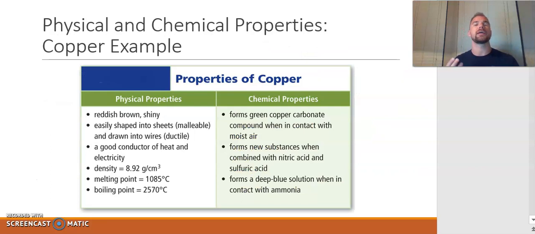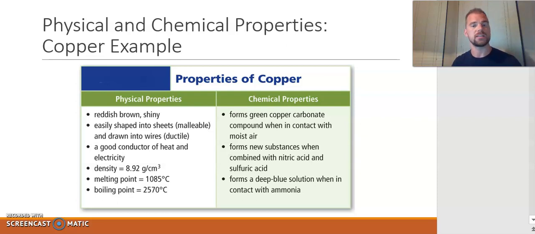Here's an example looking at copper. So copper has a set of physical properties and chemical properties. Let's take a look at copper's physical properties. It's reddish brown, it's shiny, easily shaped into sheets and drawn into wires, malleable and ductile. It's a good conductor of heat and electricity. Its density, melting, and boiling point are given. Those are all examples of copper's physical properties, something that can be observed without actually having copper interact with something else.